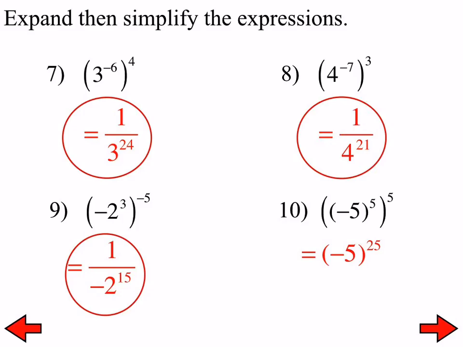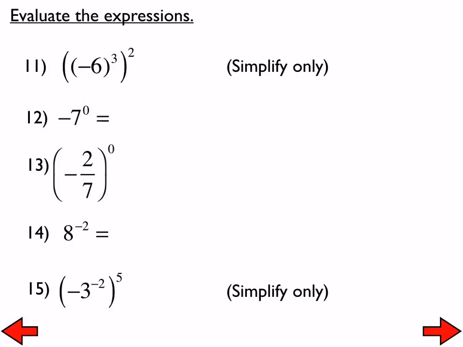Who got all 4 of these correct? Excellent. On the back of your notes, do 11 through 15. They are all mixed up. Be careful. Mind the parentheses. It matters where they are. Number 11 is parentheses negative 6 to the 6th power. Number 12, Moses. Excellent. This negative is not included in the exponent process, so that is negative 1.